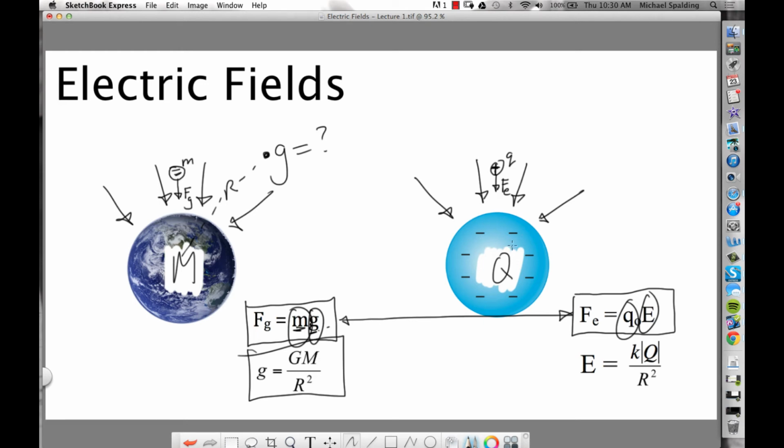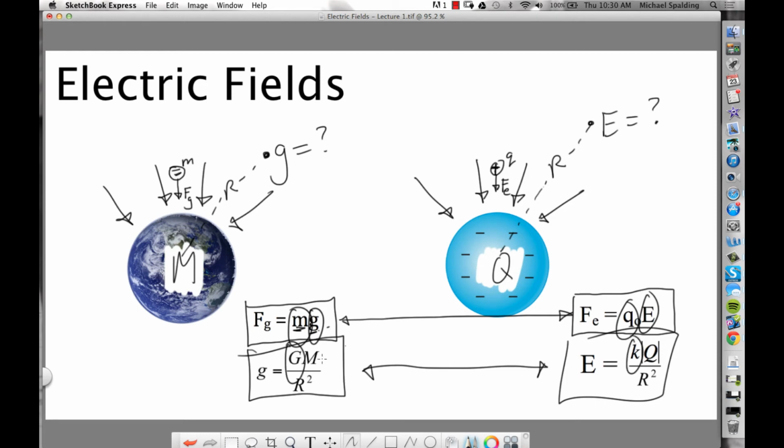Now, for a charge, if you go a distance r from a big charge, you can find the electric field. Notice that these two equations are basically the same. G becomes K. M becomes Q. It's the same exact thing. You can find the electric field.